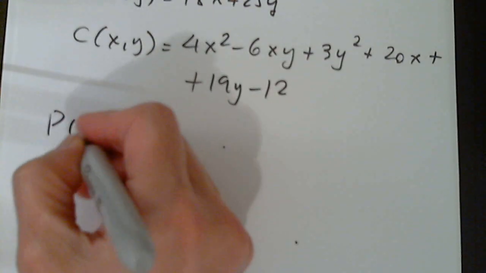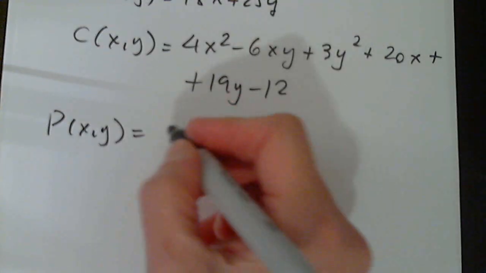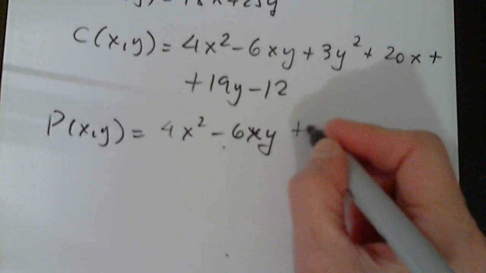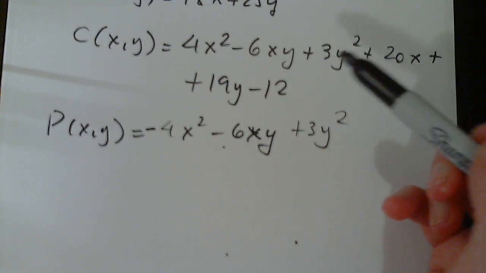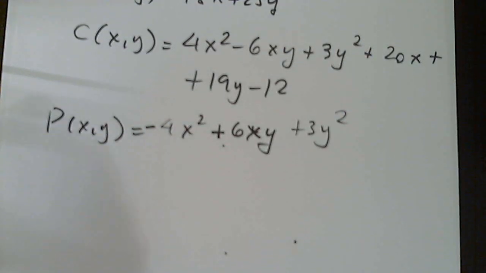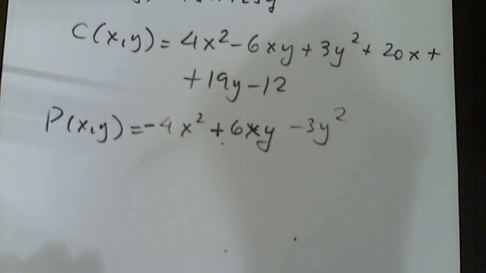So the profit function, 4x squared minus 6xy plus 3y squared. This is negative. This is positive because I have to subtract the cost. This is negative. I have to subtract the cost. Good.